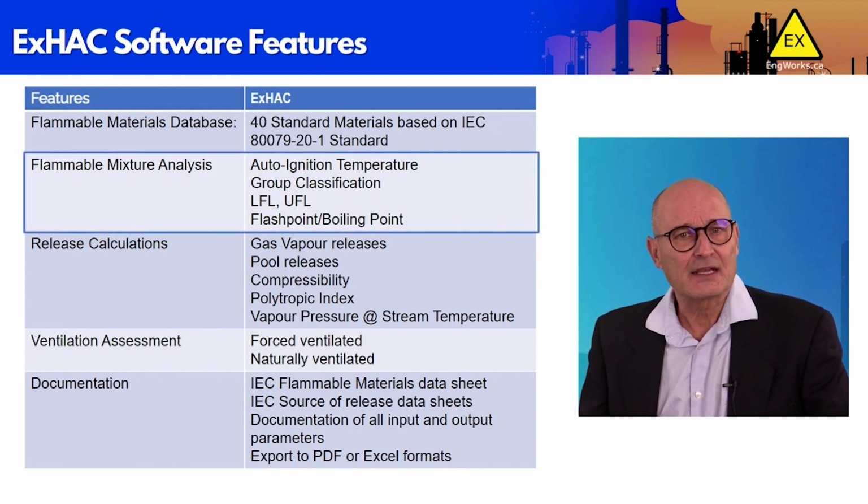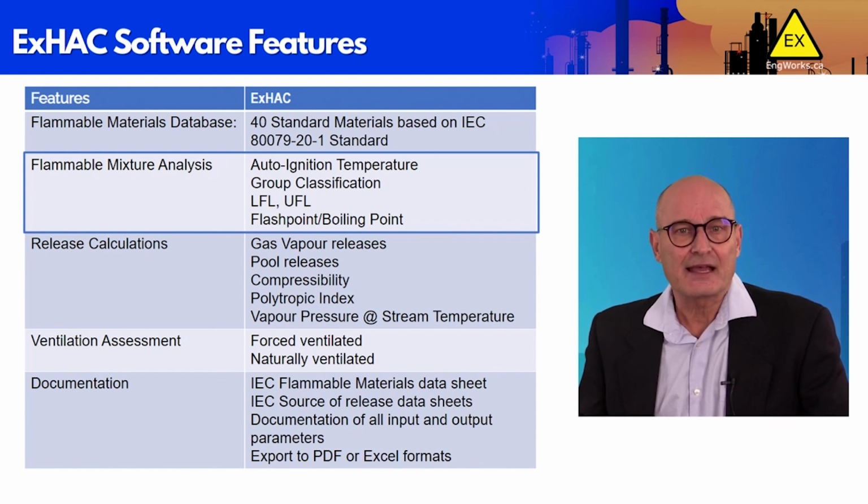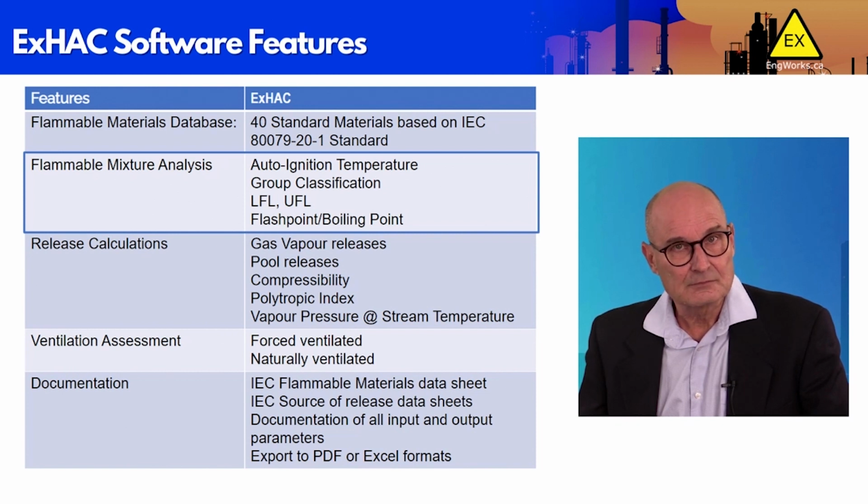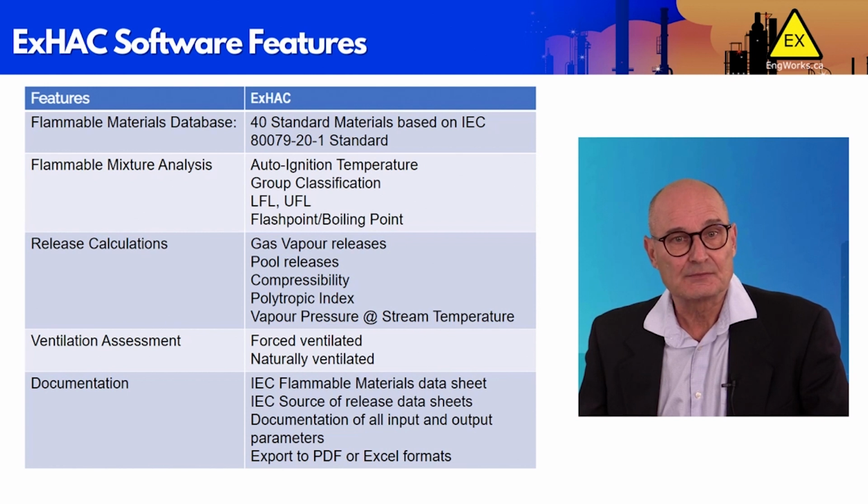Our software can assess the properties of flammable mixtures. Many classification designs incorporate process streams consisting of multiple compounds with different chemical properties. Often it can be difficult to determine how these mixtures behave. Our software provides estimates of all key parameters needed for an assessment, including auto ignition temperature, group classification, lower and upper flammable limits, as well as flash point and boiling points.